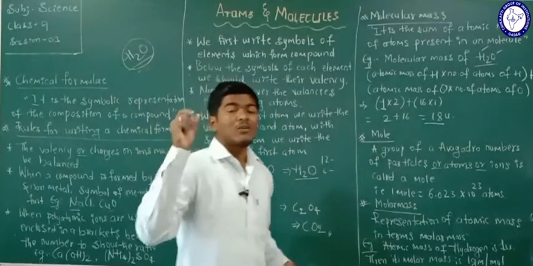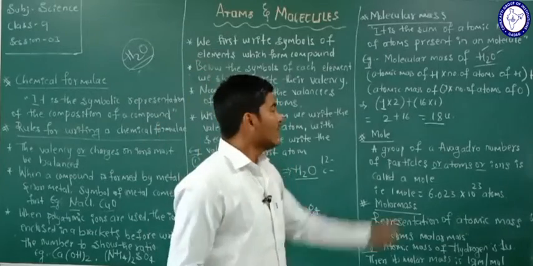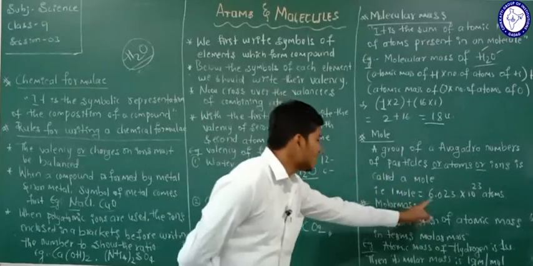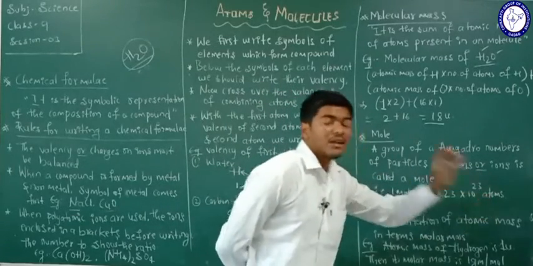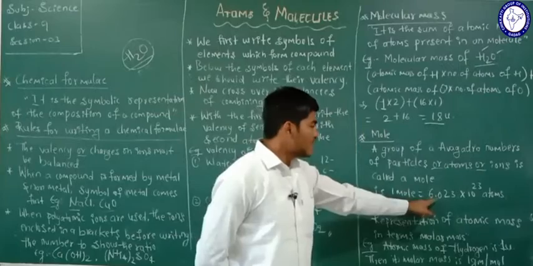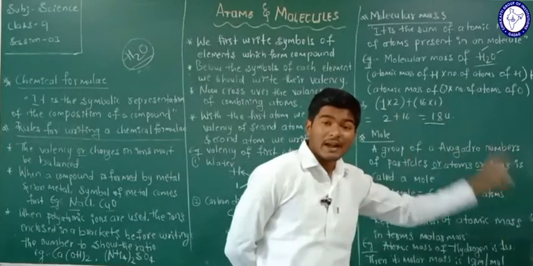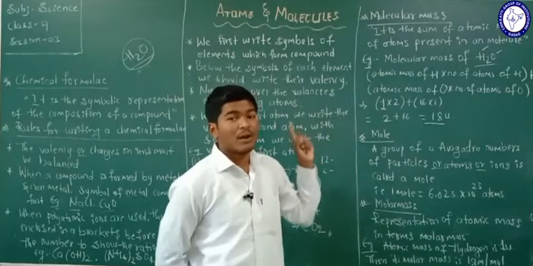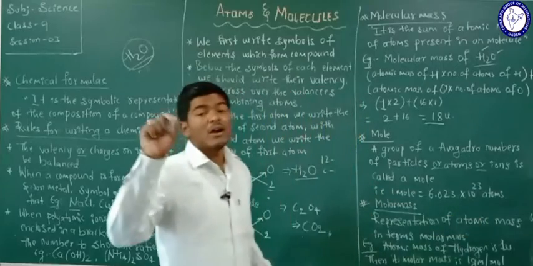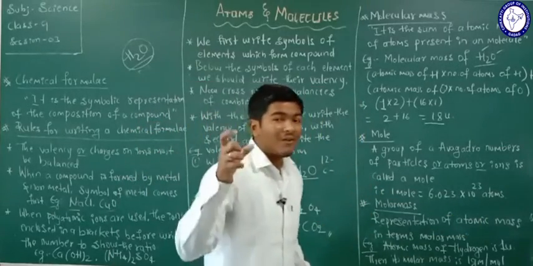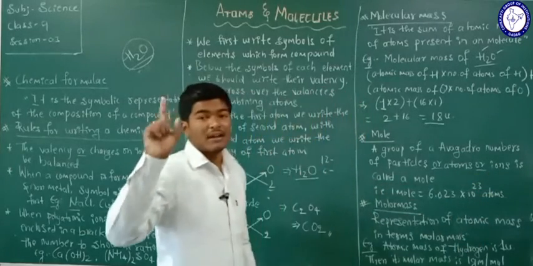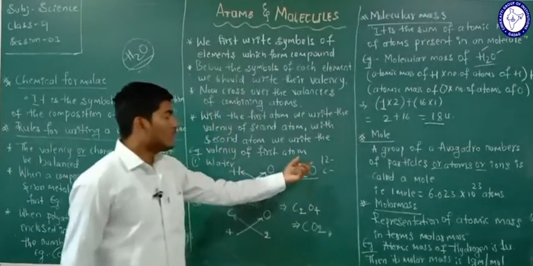Just as we call 12 bananas a dozen, if a group of atoms, or a group of particles or ions, contains 6.023 into 10 raised to 23 atoms, then we call it 1 mole. And this 6.023 into 10 raised to 23 is nothing but the Avogadro number. So if a group of atoms contains 6.023 into 10 raised to 23 atoms, then it is called 1 mole.